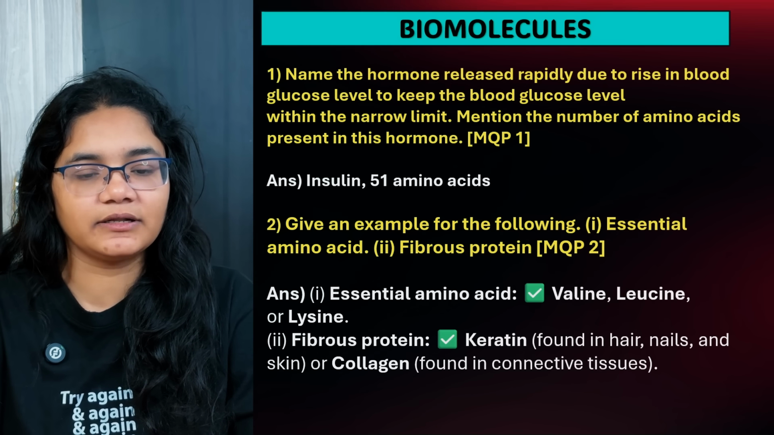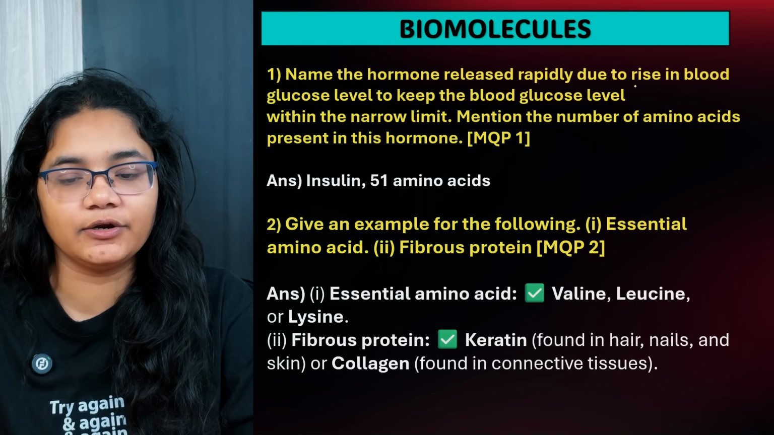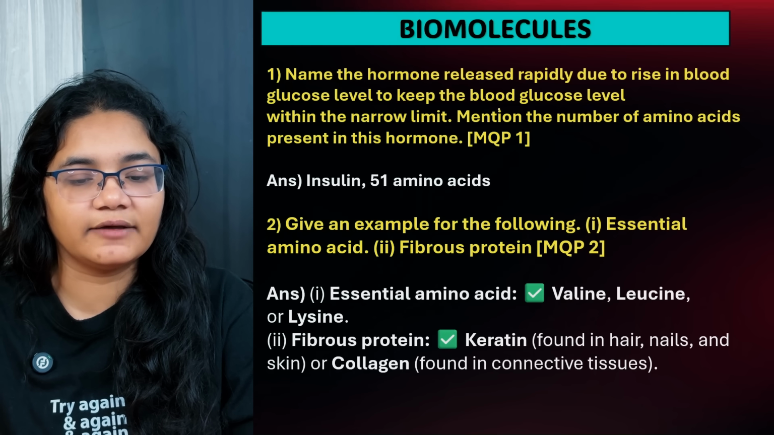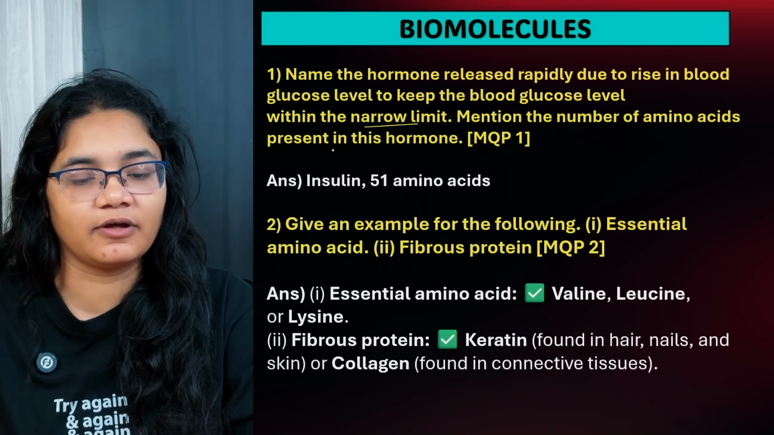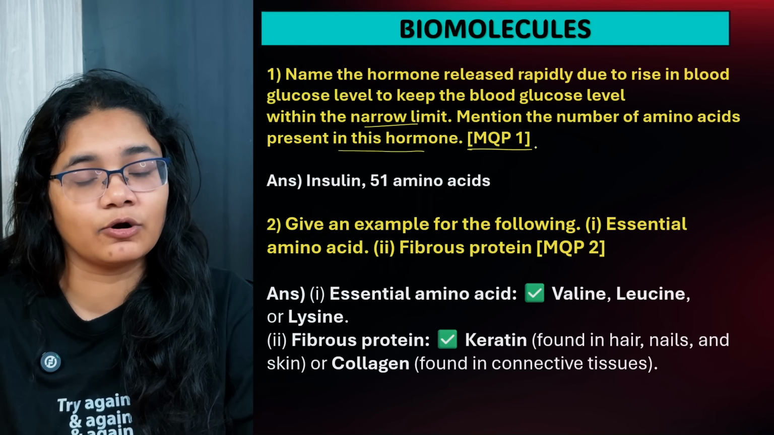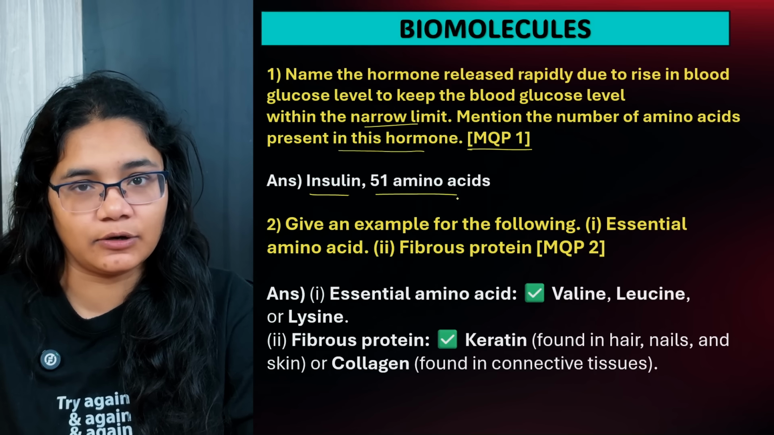Moving to the next chapter, that is your biomolecules. Name the hormone that is released rapidly due to the rise in blood glucose level to keep the blood glucose level within the narrow limit, and mention the number of amino acids present in this hormone. This is model question paper 1 question. So the hormone is insulin and it has 51 amino acids.